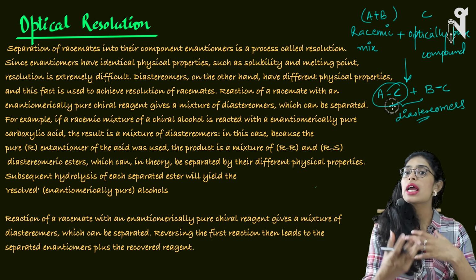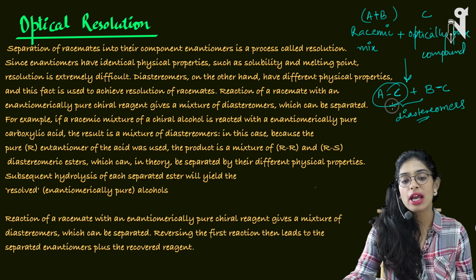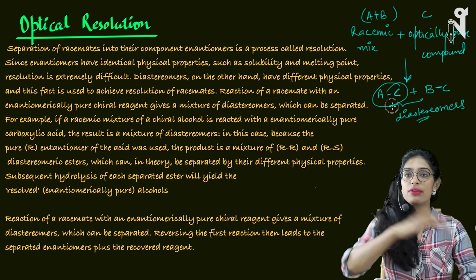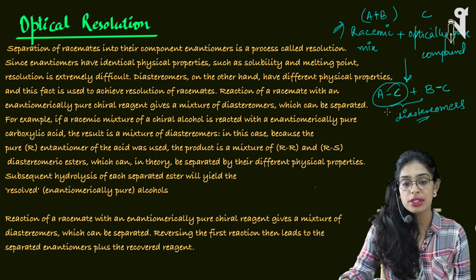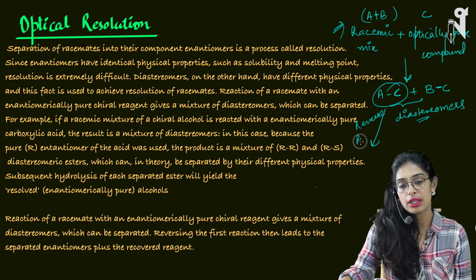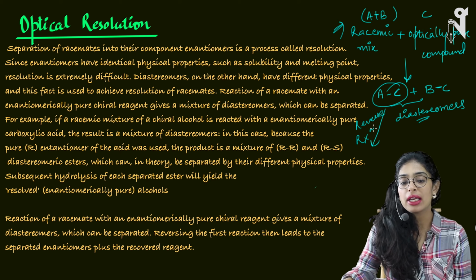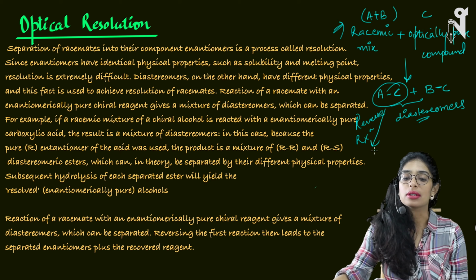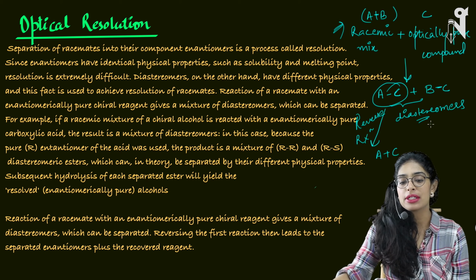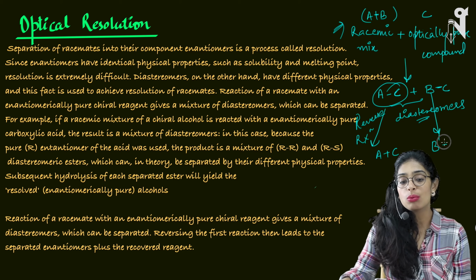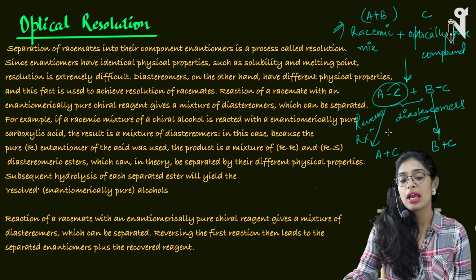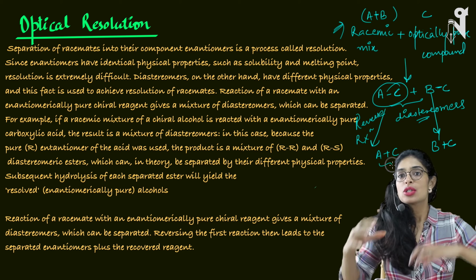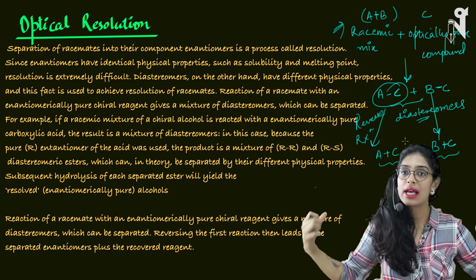You have to choose a reaction in such a way that the above reaction which you have done over here should be reversible. So I'll do a reverse reaction to get A and C separated. Similarly, B and C separated. Now what is there in this mixture? I have A and C, B and C. So at least A and B, which were enantiomers, are separated.